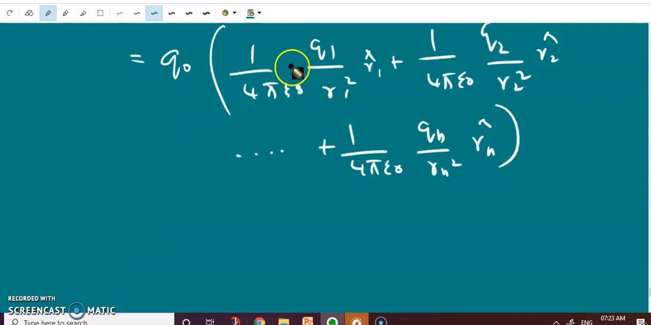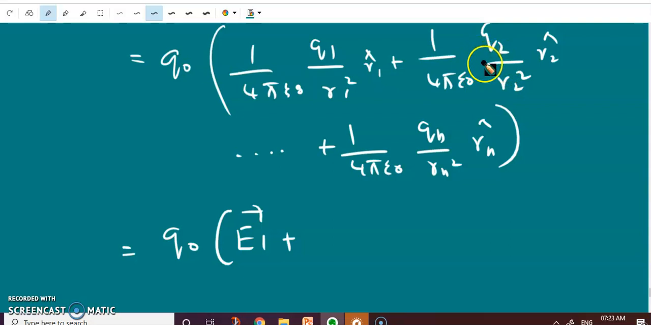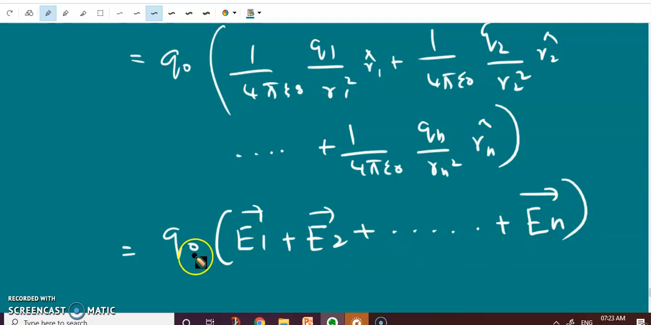So we can see that this is nothing but the electric field due to the charge Q1. So this one is termed as E1. And the second term is nothing but the electric field due to the charge Q2, which is termed as E2. And similarly the last term is nothing but the electric field due to the charge Qn, which is termed as En. So we can write this force is equal to Q0 times E1 plus E2 plus etc. up to En.